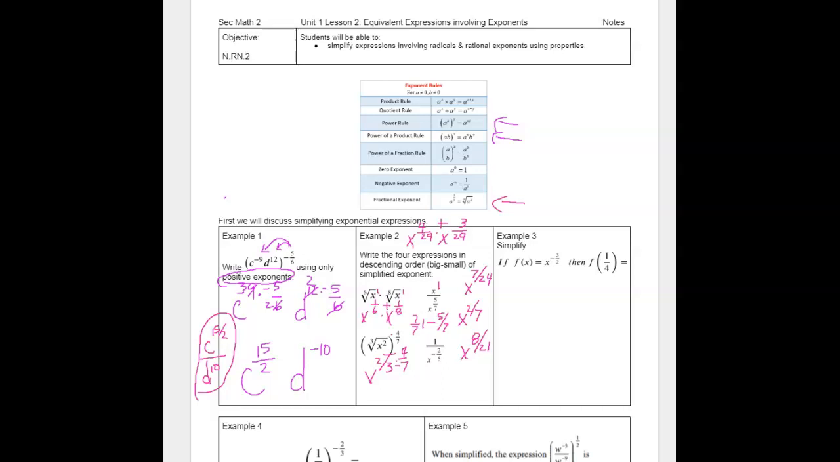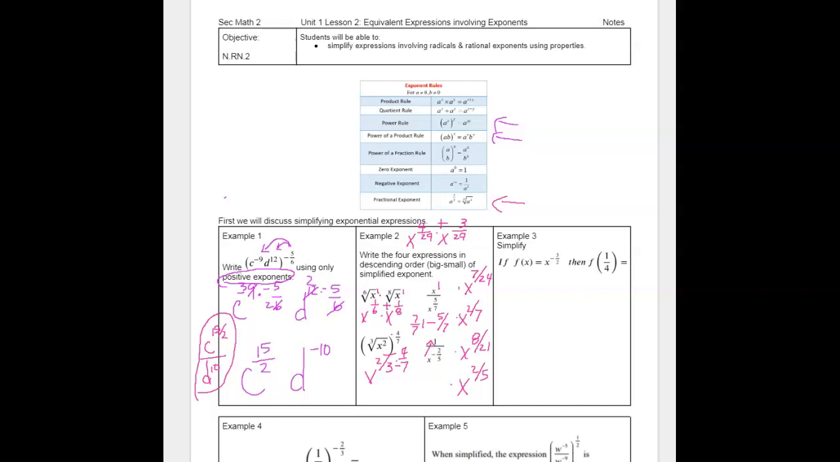And then this does not have a power of x on the top, so this exponent, since it's negative, is going to move to the top, so that's just going to be x to the 2/5. So these are our 4 expressions, and then they just want to put those in order. So you have a couple of choices. If you aren't familiar with fractions, you can use your calculator.